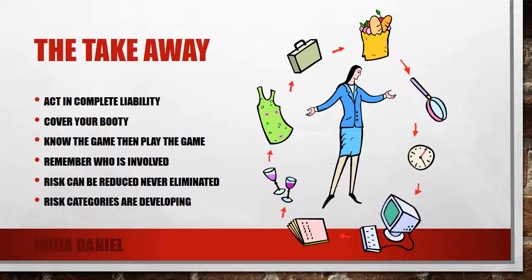Speaking of playing, know the game, then play the game. Know where your company or business stands in the marketplace so that you can act and react in positive ways. Remember who is involved. Most businesses act in the interest of shareholders, but you also have your employees and customers. Risk can be reduced but never eliminated. This is the most important. As much planning as you may do, things can still go wrong. Have a backup to the backup.